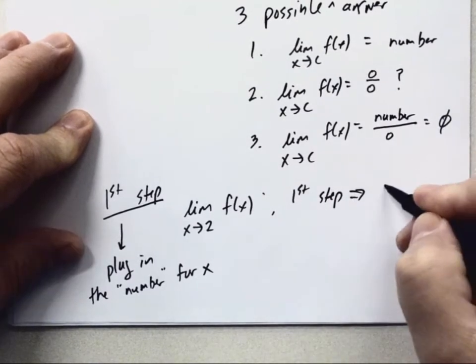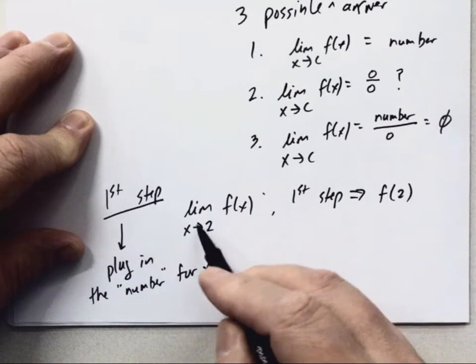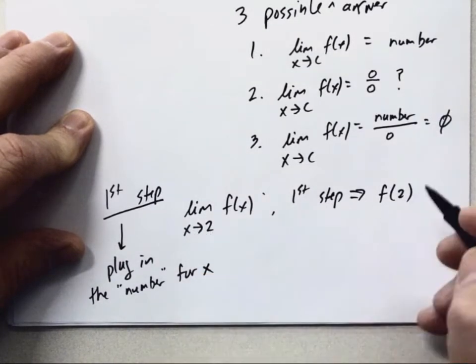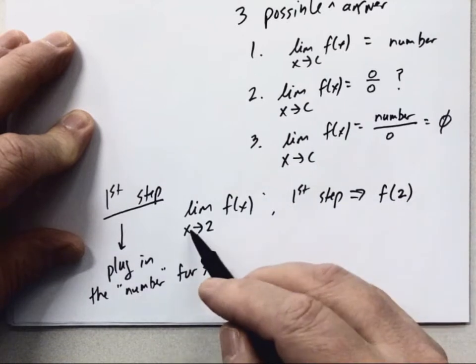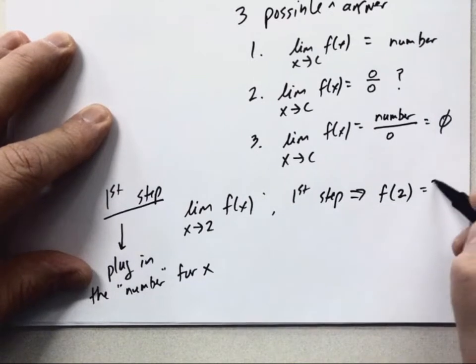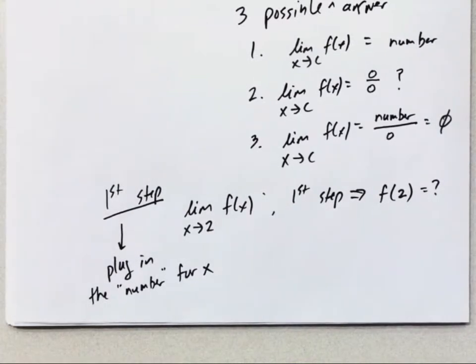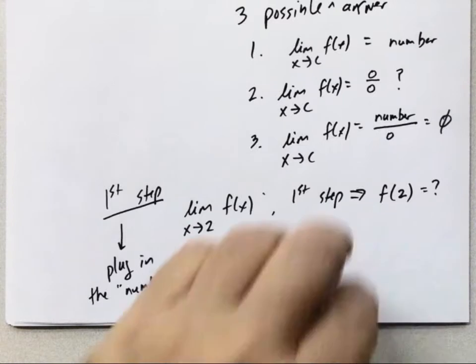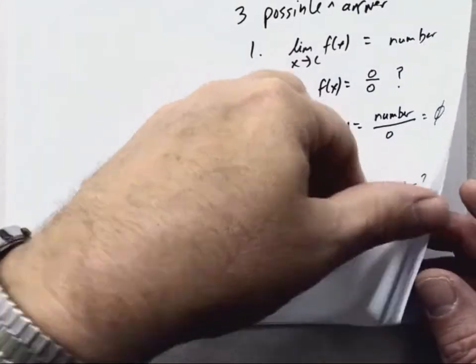First step, whatever limit your x is approaching, just go ahead and plug that number in for x of your function. This is the first step you always do. As a matter of fact, I'm going to calculate 4 different limits of functions that will illustrate what can happen.